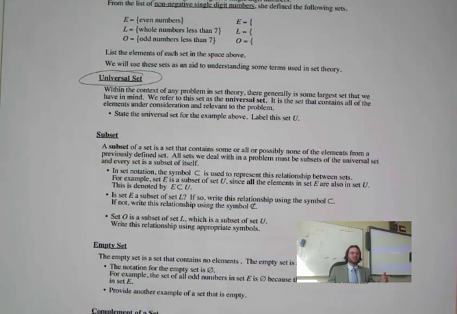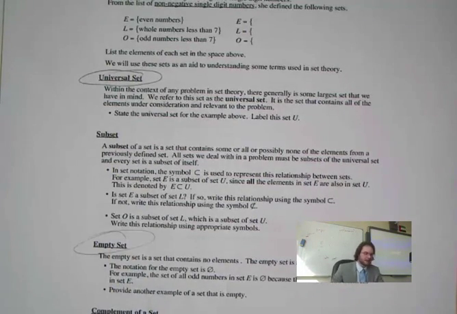Another subset could be students. Another subset for the school could be grade 12 students. That's also a subset of another subset. Grade 12 students is a subset of students. Okay, so that's an example of subsets. They belong to the universal set, and they're completely within the universal set.